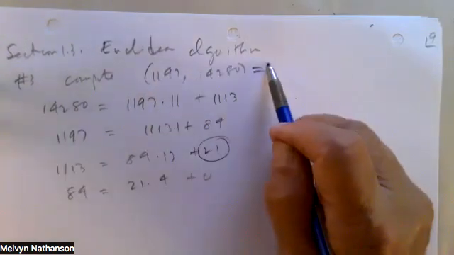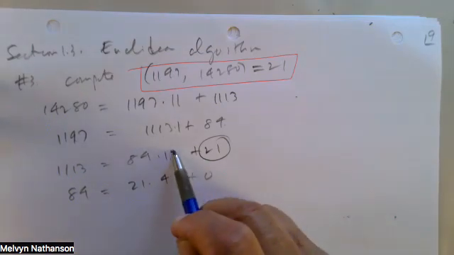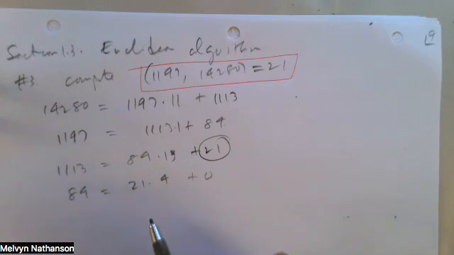So this greatest common divisor is equal to 21. Professor, 84 times 13. Is that 84 times 13? Yeah, it's 1092. Plus 21, okay.